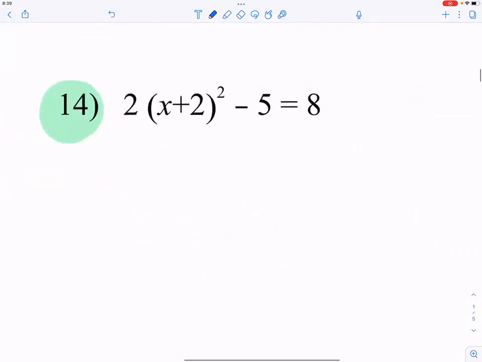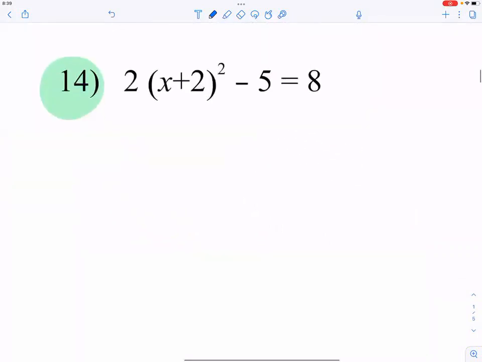Okay, now let's shift our focus to question 14. For question 14, you will probably be tempted to do the following. You look at this, and you might be tempted to expand it and do the FOIL, or to multiply the 2 into the parentheses. So how can you avoid being tempted to do any of the things that I just mentioned?